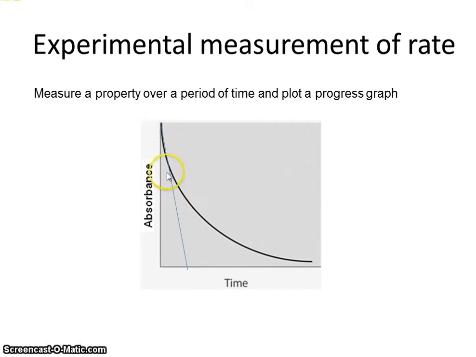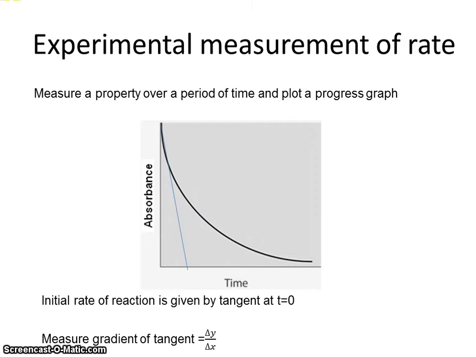And I've done it rather roughly on here, but you can see that we get a straight line, and we can calculate the gradient of that straight line. Okay, and the gradient, of course, is given by the change in the vertical axis, in this case absorbance, divided by the change in the horizontal axis, in this case time.